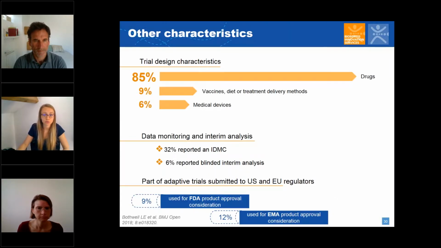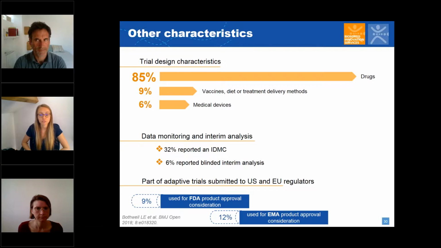And still according to this same review, the authors reported that among the 142 studies analyzed, 85% concerned tested drugs, 9% concerned vaccines, diet, or treatment delivery methods, and 6% concerned medical devices. 32% reported an independent data monitoring committee, and only 6% reported fully blinded interim analysis.